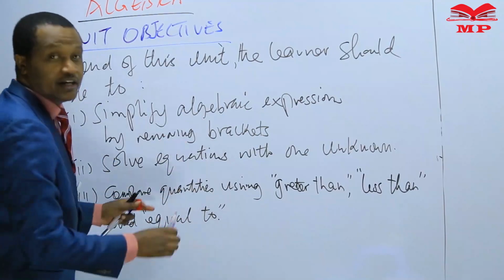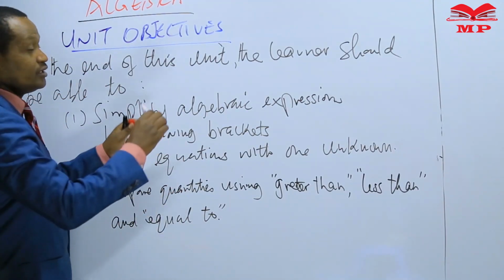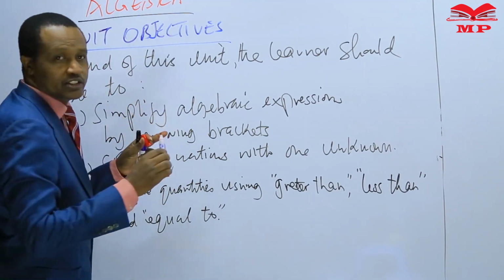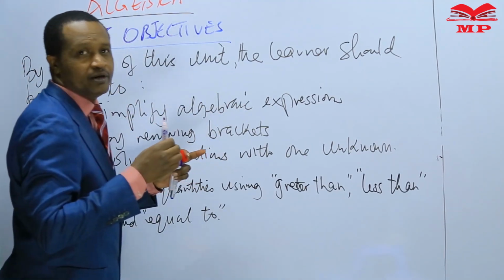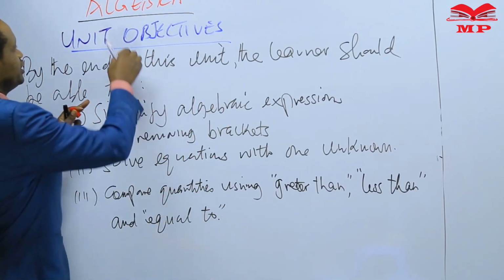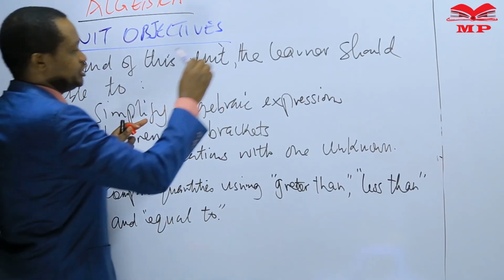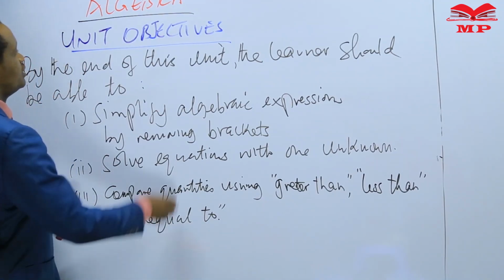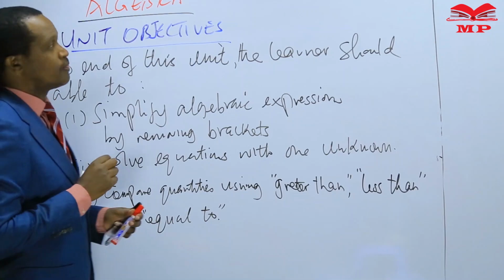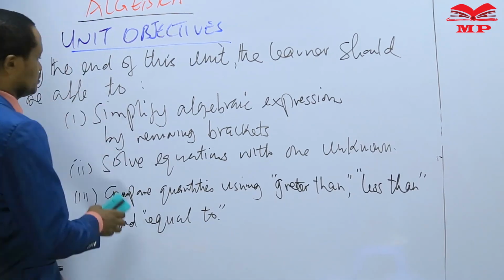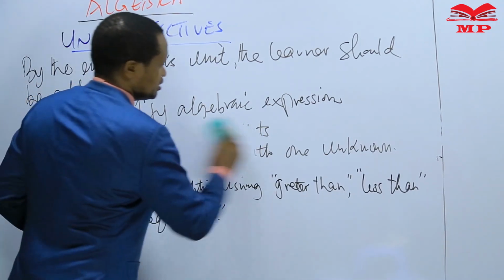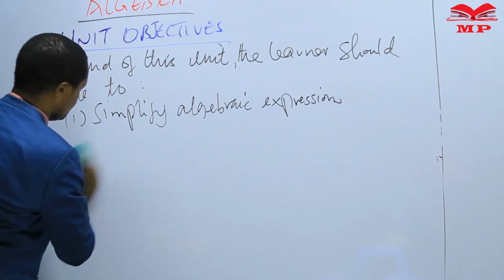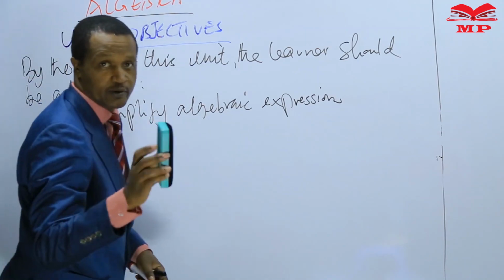So these are the objectives. These are the goals. This is what we want to achieve by the end of the unit. We will achieve these three goals or objectives. So we will begin and see if we will achieve the first objective in our today's lesson.